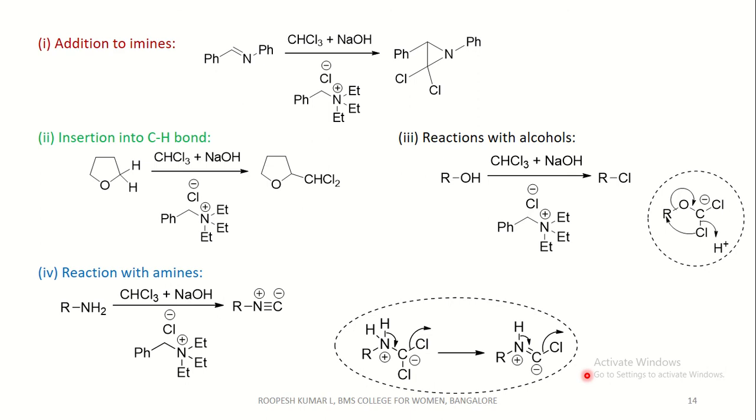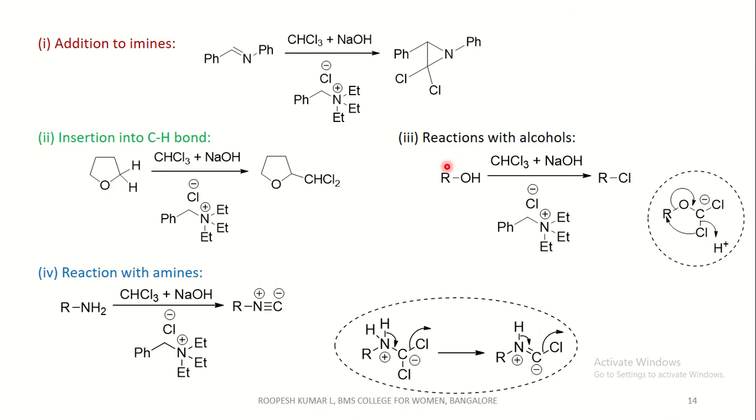PTC is used in many reactions. One such is addition to imines. This imine reacts with the dihalocarbene generated using chloroform plus NaOH to form the corresponding dihalo compound. This is a geminal dihalo compound in the presence of this catalyst. Coming to the second one, insertion into a CH bond, that is the carbene is inserted in this position to form the corresponding compound, that is, THF to the corresponding substituted THF.